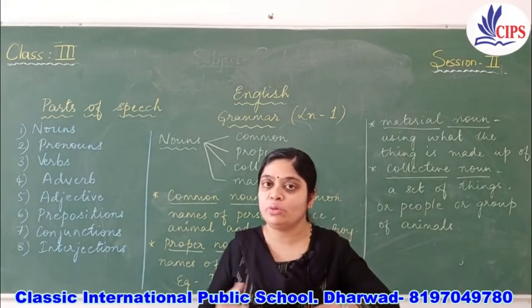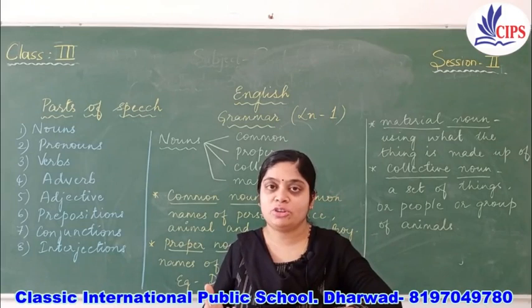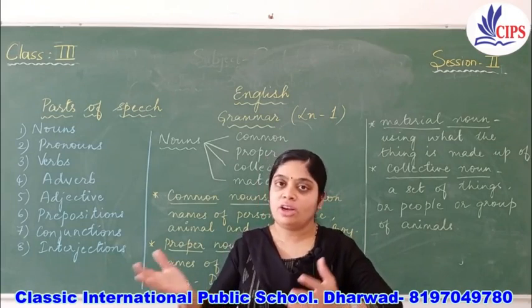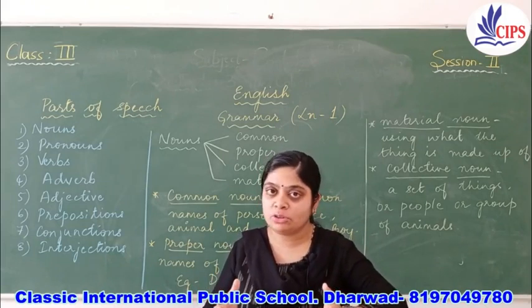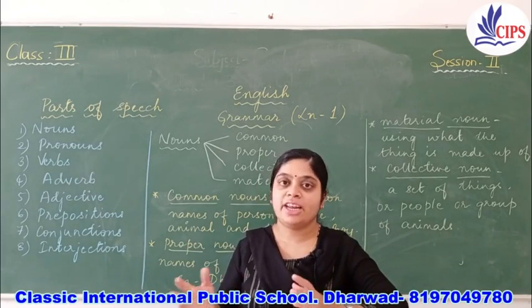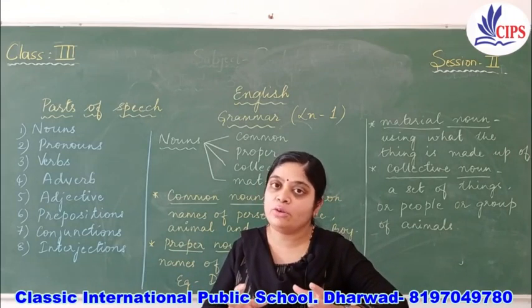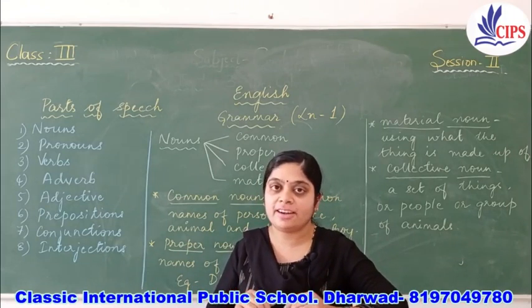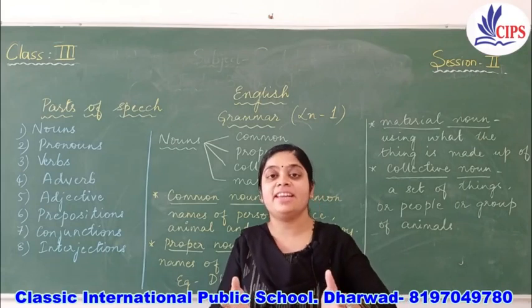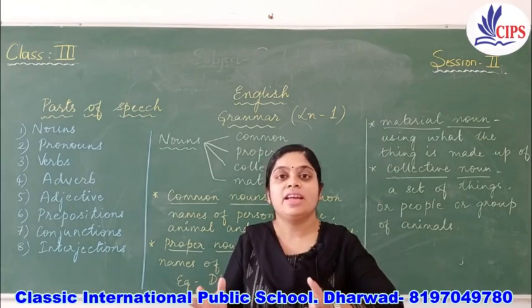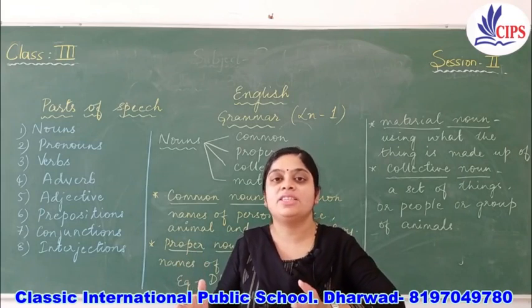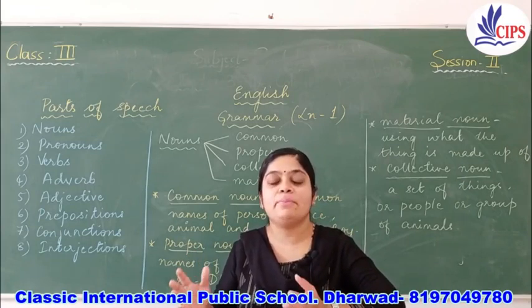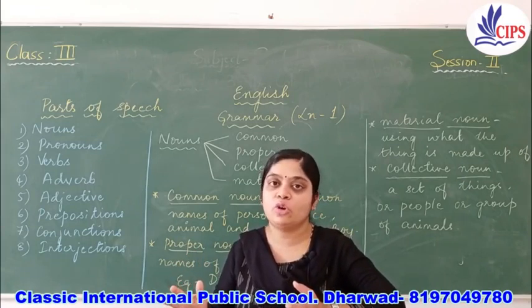A couple of days before, you celebrated Ganesh Chaturthi, right? So you all got the Ganesha idol home, right? Usually these Ganeshas are made using clay. Got it, children? The Ganesha idol is basically made using clay. So clay becomes the material. That is the material noun. Are you able to understand?